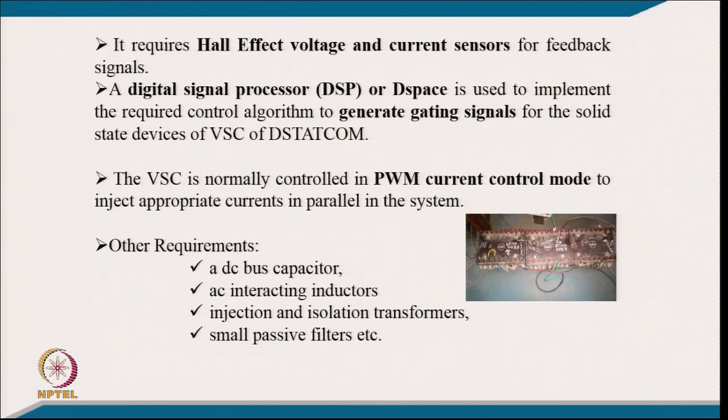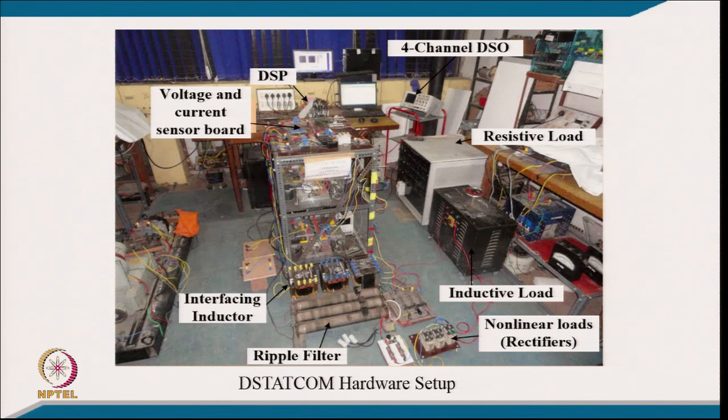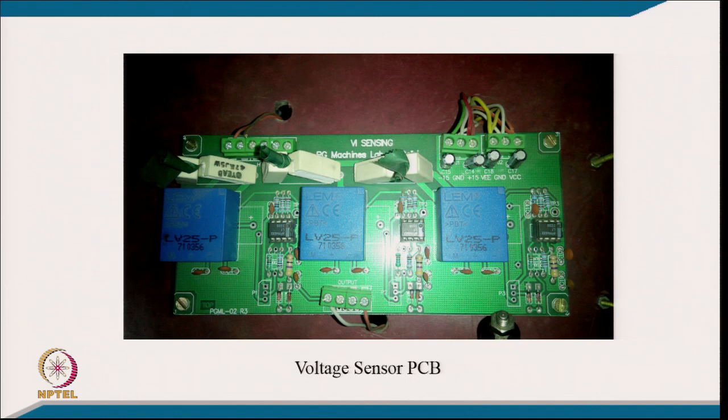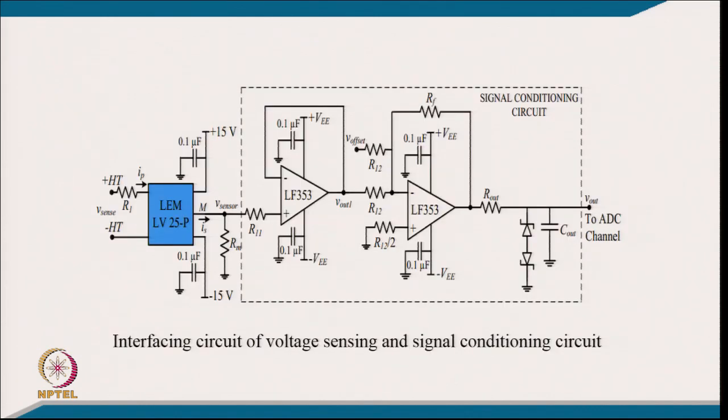And a small passive ripple filter. This is a typical photograph of the DStatCom which our students implemented in the laboratory, and this is the voltage sensor board which we have used in the implementation. This is the typical sensing circuit of the Hall effect voltage sensor, and it provides isolation from high voltage to low voltage. After that, we have to scale up the low voltage and filter the noise out of it, and then provide an appropriate voltage which is accepted by the DSP, because some DSPs accept only 3.3 volts, some accept plus minus 10 volts.